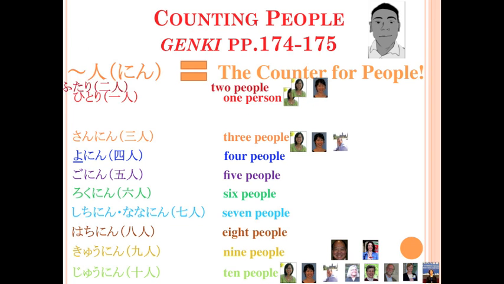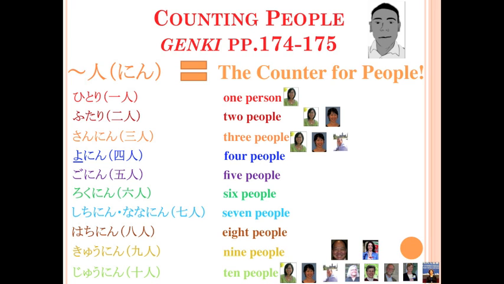For 2 people, we say futari. Again, this too is written in kanji as ninin, but read as futari. Hitori, futari, 3nin, 4nin, 5nin, 6nin, 7nin, or 7nin, 8nin, 9nin, 10nin.